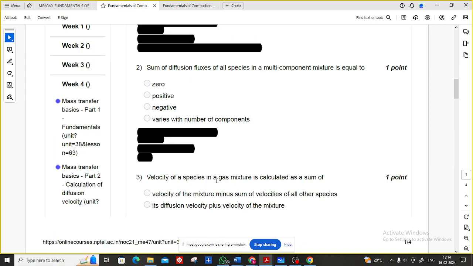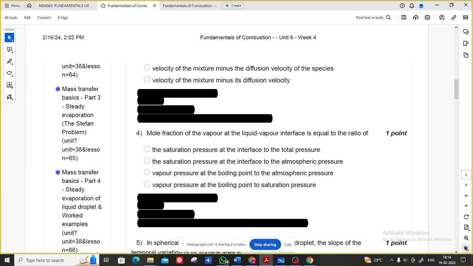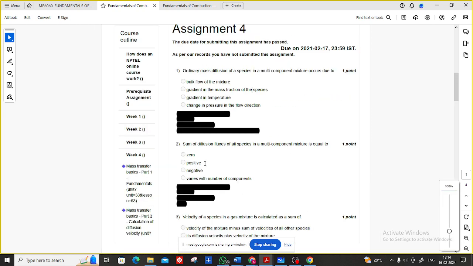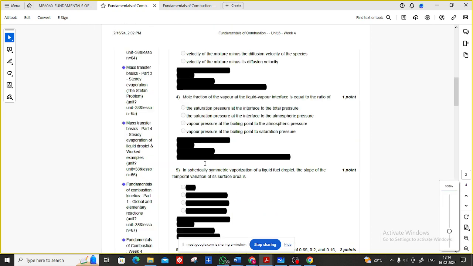Question: velocity of a species in a gas mixture is calculated as the sum of. Yeah, this is covered in the lecture videos. Two options are there: velocity of the mixture minus the sum of velocities of all other species; and diffusion velocity plus velocity of the mixture. Two other options are there: velocity of the mixture minus the diffusion velocity of a species, and velocity of the mixture minus its diffusion velocity.